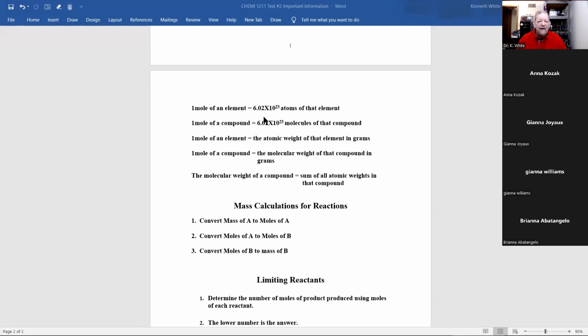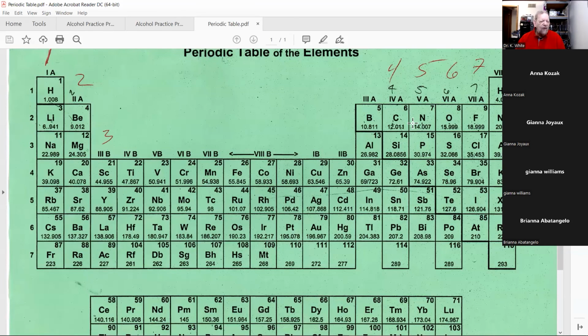If we go to our friendly neighborhood periodic table, which I closed, which I'll now open. All right, everybody see the periodic table? For elements, the atomic weight, the number underneath, equals 1 mole of an element.